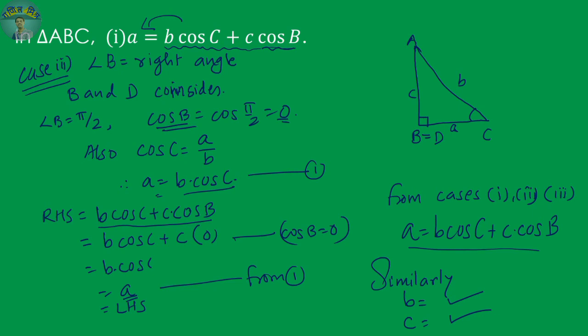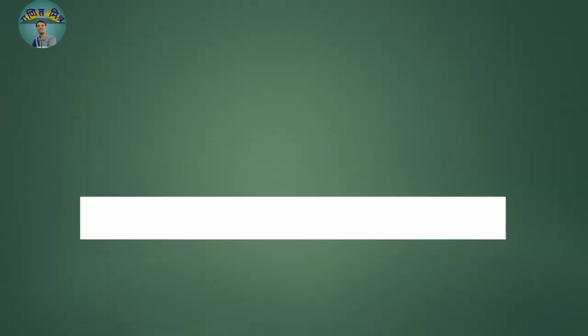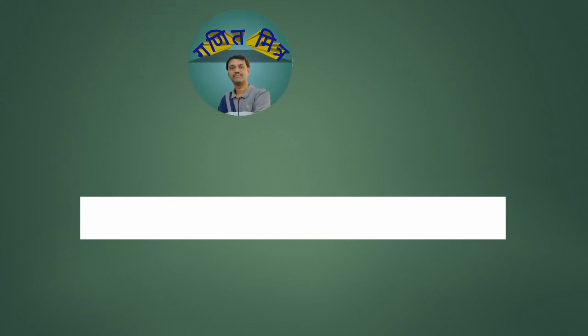Now, if you understand this proof very well, then you can easily understand why these three properties are called the projection rule, because one side is presented as the sum of the projections of the two other sides. These three are very important theorems in the chapter Solution of Triangles, and we are going to use the sine rule, cosine rule and projection rules various times to solve different types of examples.